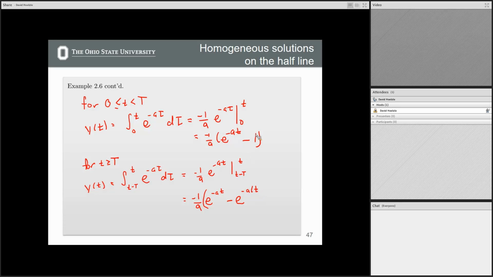Sorry. I have an error here. Let me fix this. This is tau. Okay, and then here's my solution. I guess I should specify this is the particular solution for both of these. So it has two different domains, and that's because our forcing function is discontinuous, or is not a continuous function, so then we have a discontinuous output of our system. Okay.